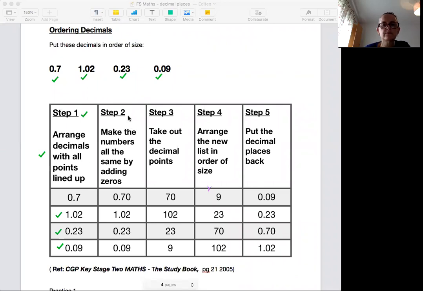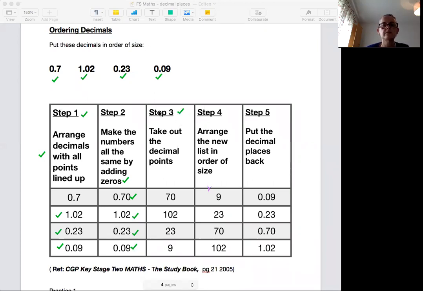Step 2, make the numbers all the same by adding zeros. Scary, right? Okay, so what have we done to 0.7? We've added a 0 on the end, so it becomes 0.70. 1.02 stays the same. 0.23 stays the same, and 0.09 stays the same. But now we've got them all the same, which is something that we do in maths. We try and make things all the same.